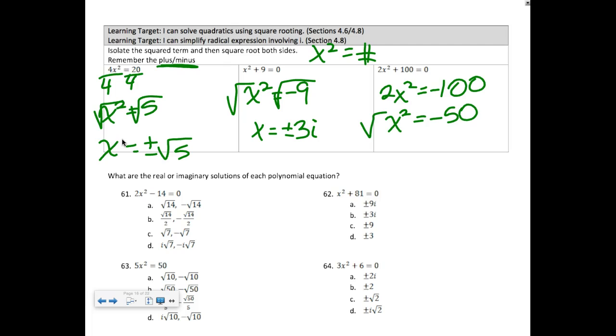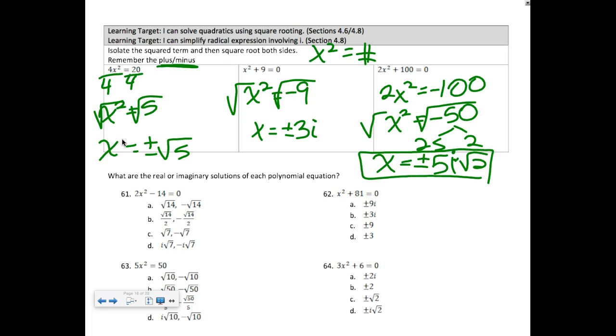Now, when I square root, this one does have something weird. 50 is not a perfect square, but what can I do to 50? I can do 25 and 2, yeah. So all things we've been doing. So I'm going to say x equals plus or minus 5i square root of 2. Oh, that's an ugly looking i. Okay. Do we see the difference between these three?